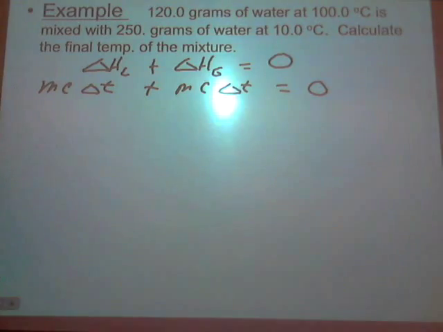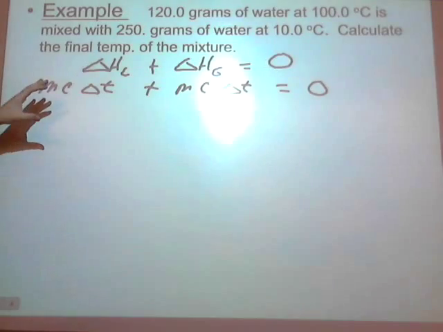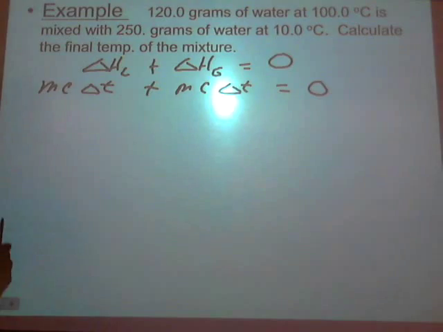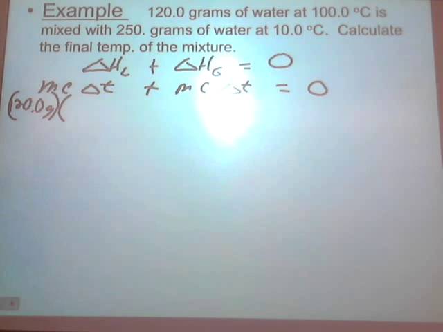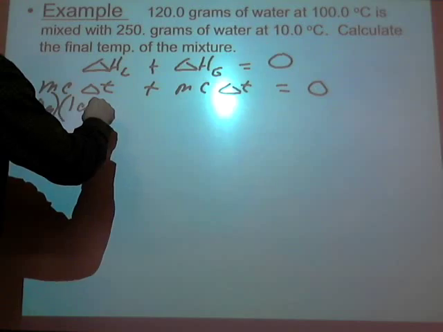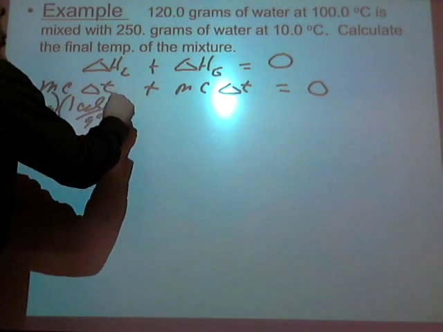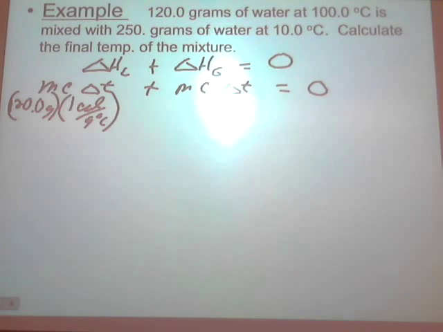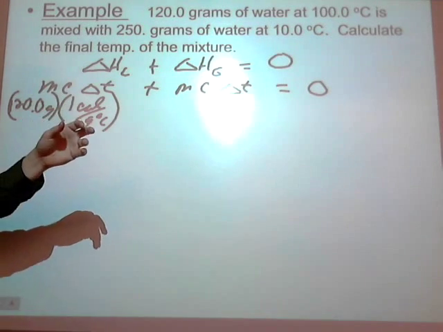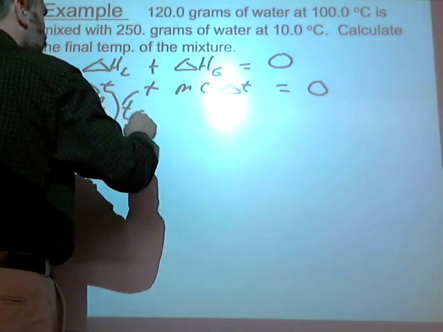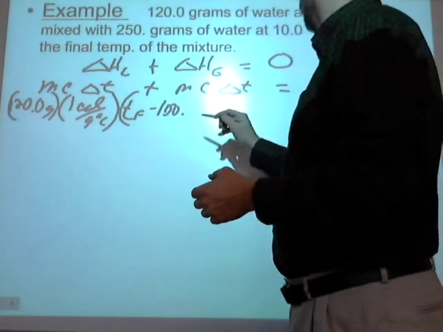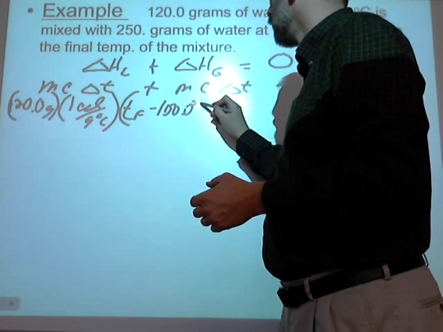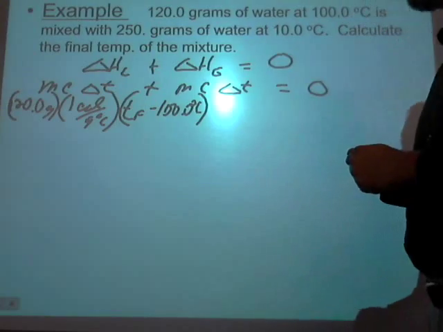So what's the mass of the hot water? And make sure to write this small because it's all going to fit on one line. 120.0 grams. What's the specific heat of water? We'll make it easy for ourselves. We'll use 1 calorie per gram degree Celsius. Keep your units, especially in this problem. What's my delta T? It's TF minus TI, so it's going to be TF, which is the unknown, minus the initial temperature of the hot water, 100.0 degrees Celsius. All right, so there's my heat lost.